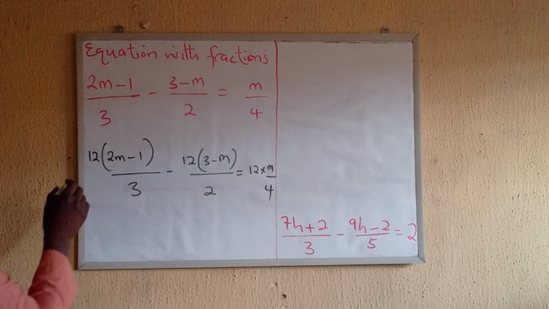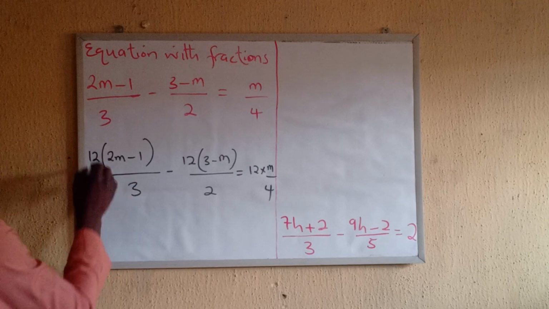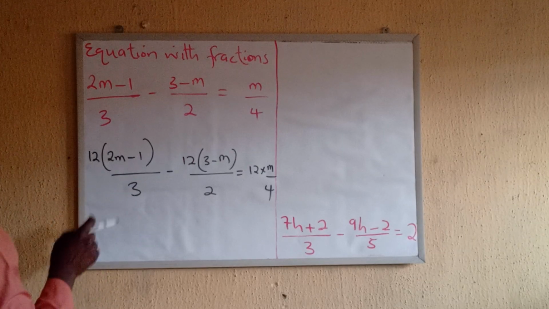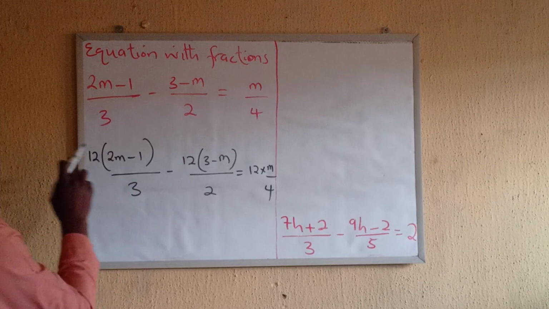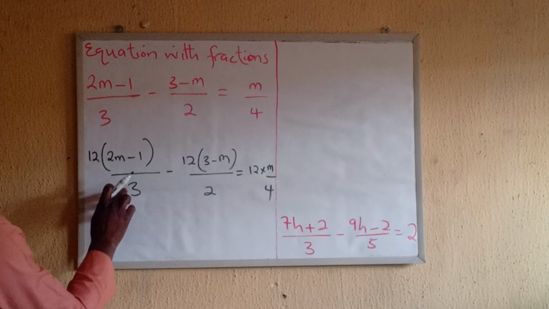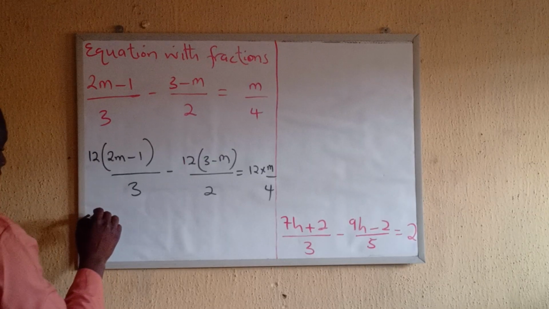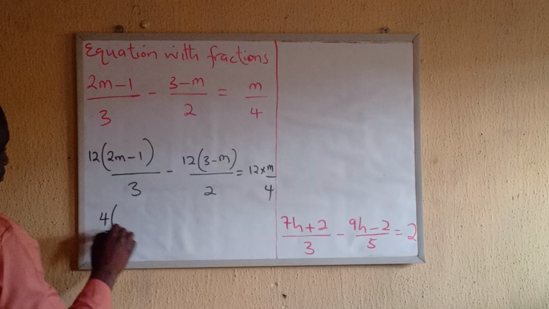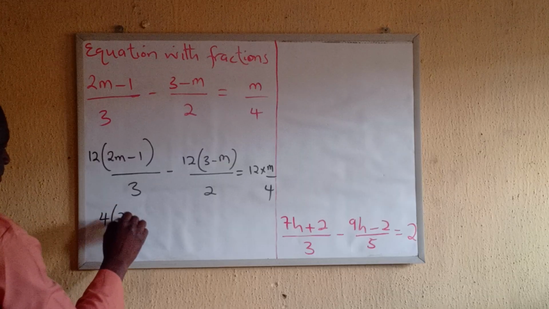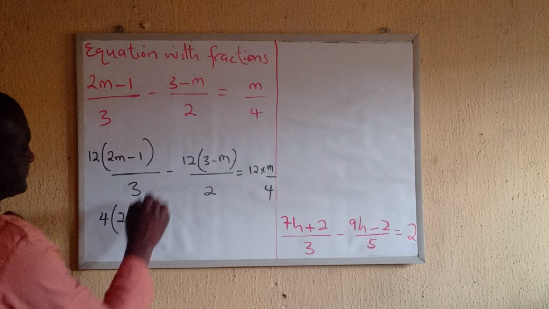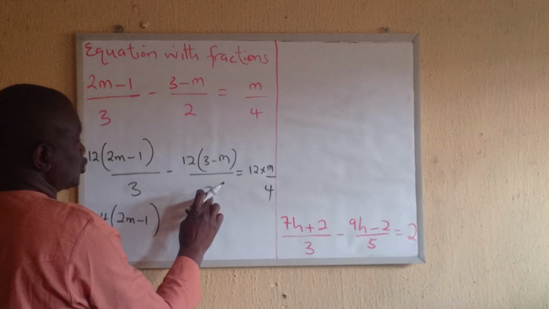So mathematically, this 3 can divide this, like 3 dividing 12. The answer will be 4. So you therefore put bracket 2m minus 1 close bracket. Then 12, 2 will divide.